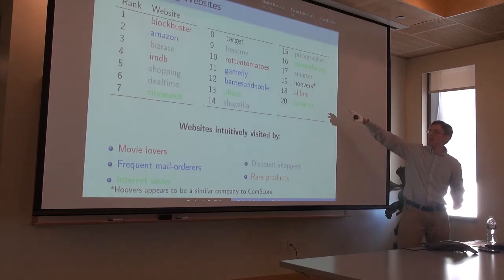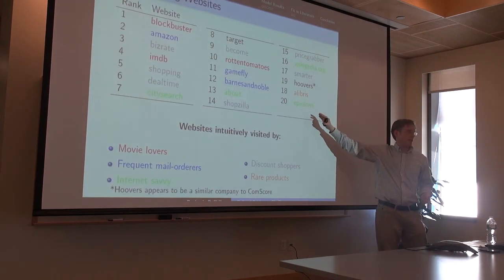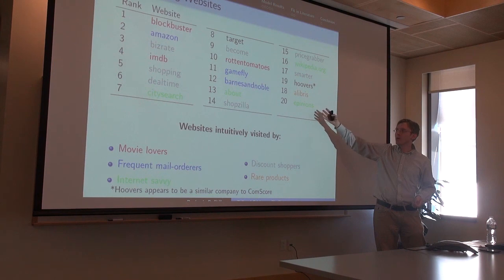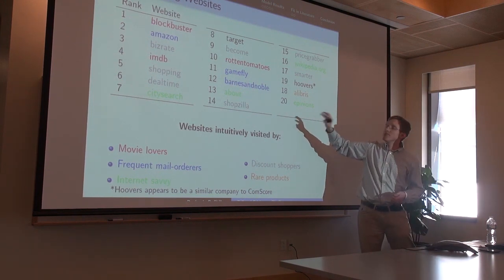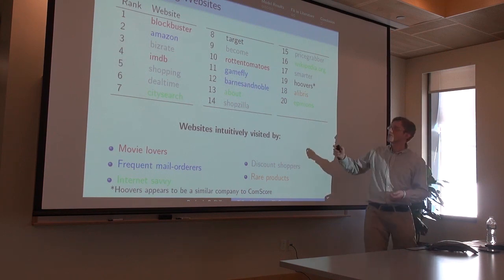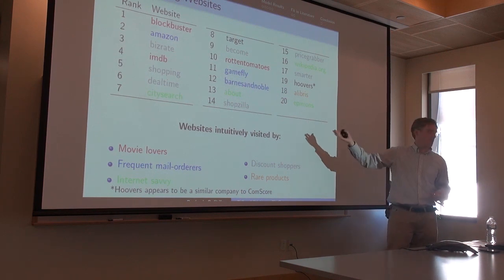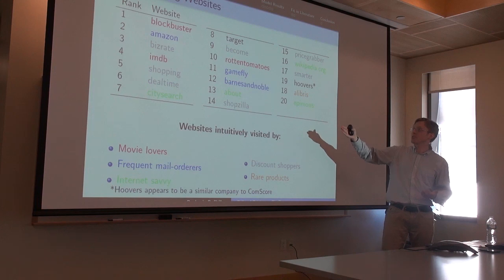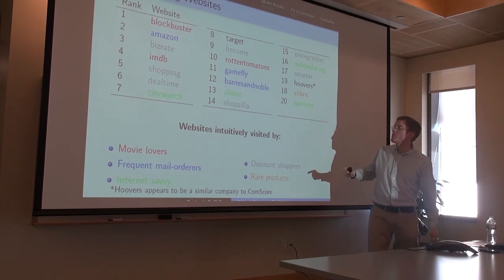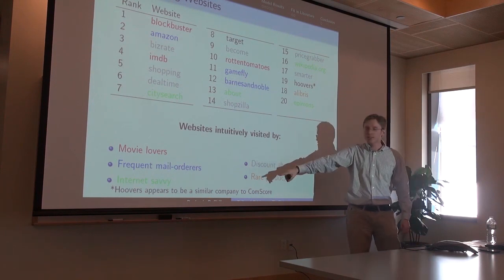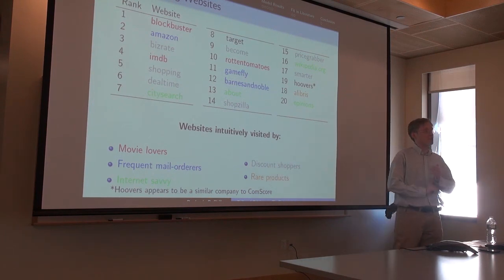So all of the 20 that best predicted, or most significant, were all positive predictors, and intuitively they seem to make a lot of sense. So there are some websites which people who are movie lovers would typically go to. IMDb and Rotten Tomatoes are examples of movie review sites. You also see a number of sites where people would tend to order stuff by mail. So Amazon and GameFly. GameFly is basically Netflix for video games.